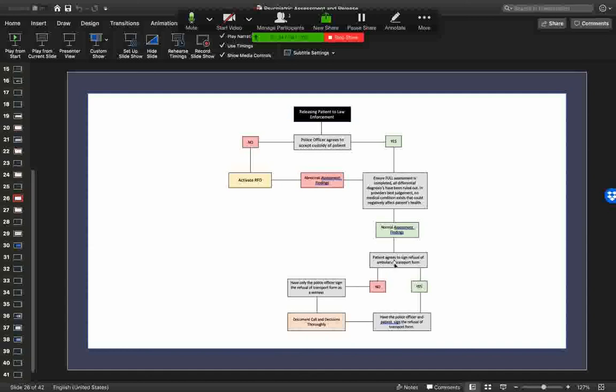If they don't want an ambulance, but they don't want to sign the form, let's say they're just really mad at you and they don't want to do it, have the police officer sign the refusal form as a witness and document it thoroughly. If they want to sign the refusal form, that's great. Get them to sign it, and then also have the police officer sign it as well. So the police officer is going to sign the refusal as a witness every time for these as well.